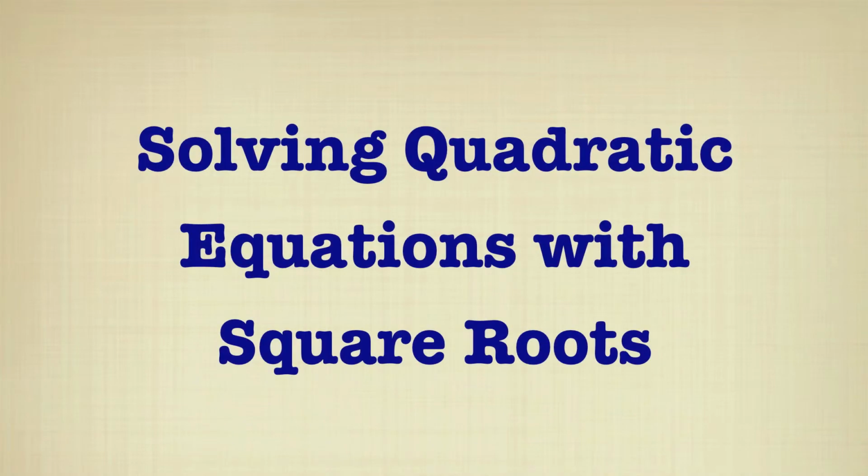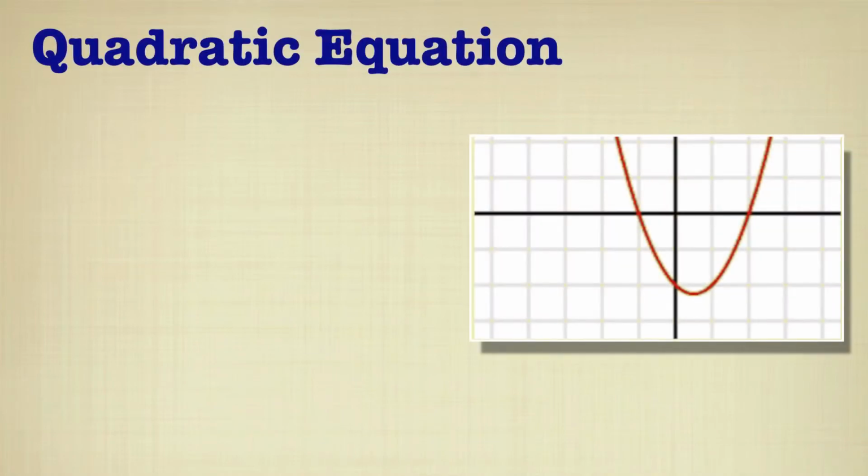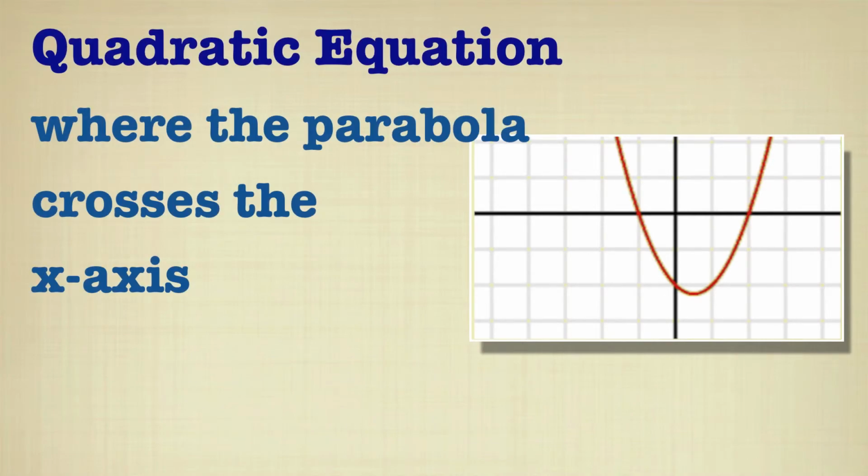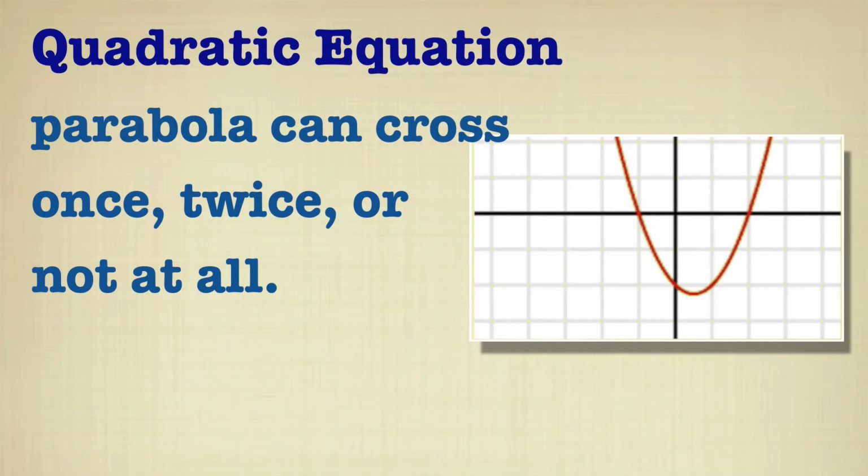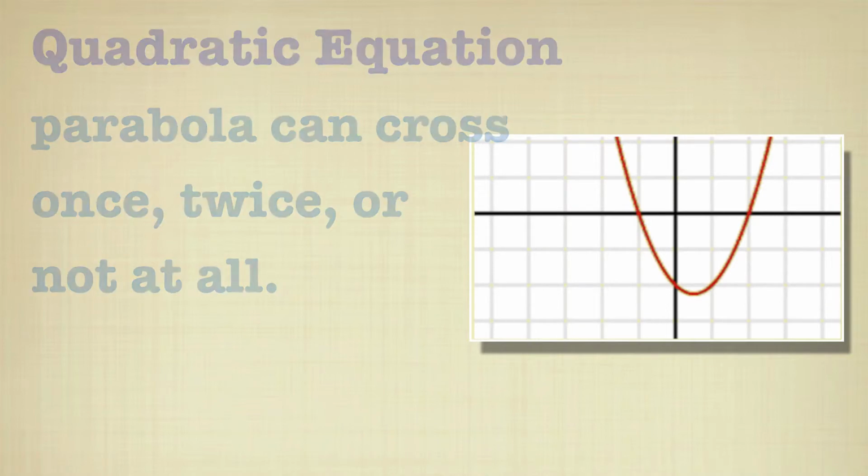Alright, bear with me. We have one last topic to cover. Now we're going over solving quadratic equations using square roots. In quadratic equations, we are trying to find x, where the parabola crosses the x-axis. In many cases, the parabola crosses the x-axis twice. In other cases, the parabola merely rests upon the x-axis. Sometimes it's nowhere near the x-axis. All of these are acceptable solutions.